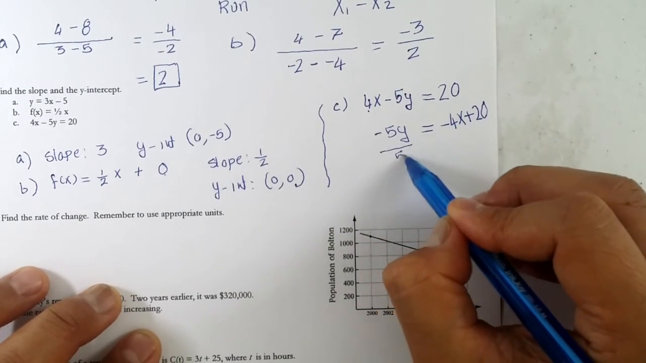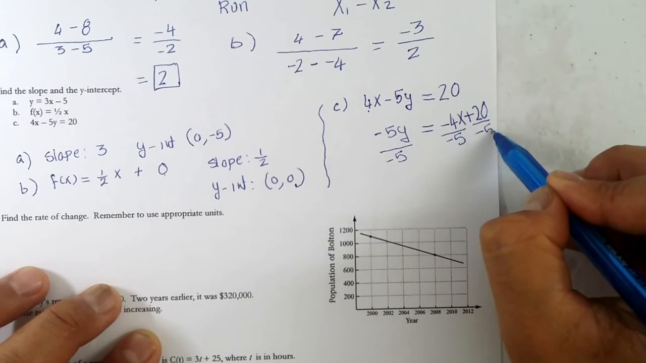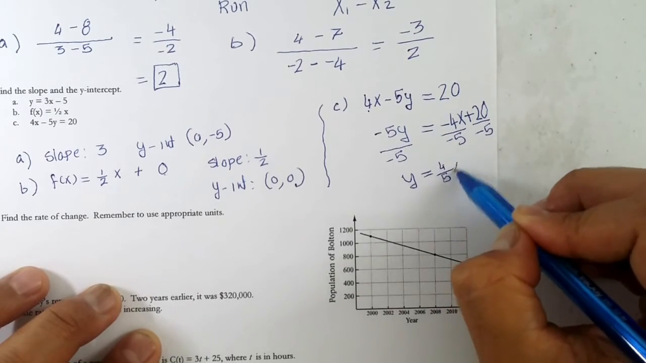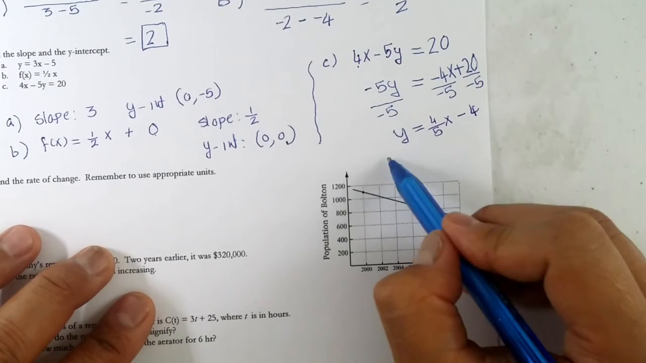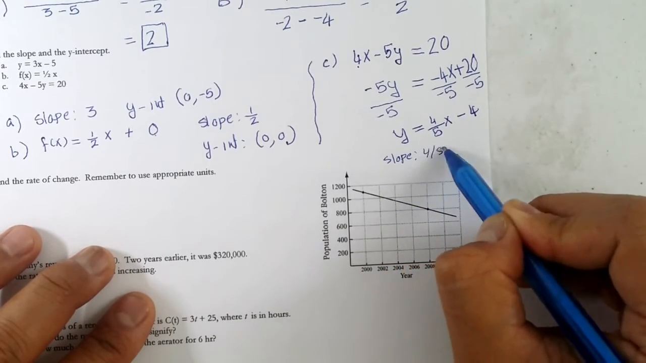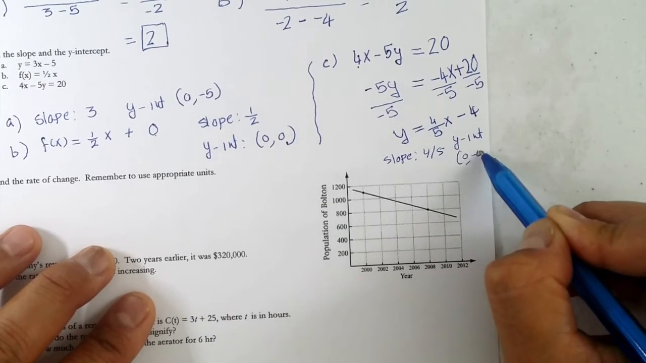Divide both sides by -5. We end up with 4 over 5x minus 4. There you go. So that's the form we want. Slope is 4 over 5. Y-intercept 0, -4.